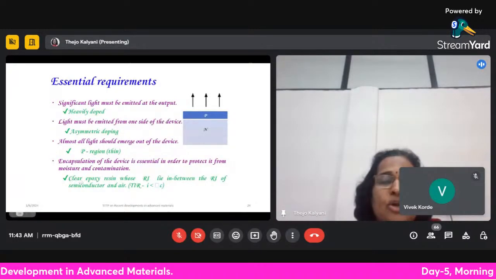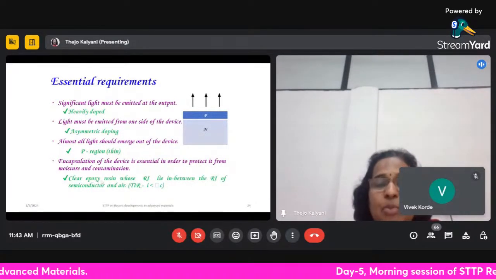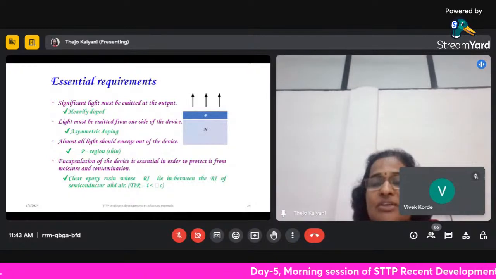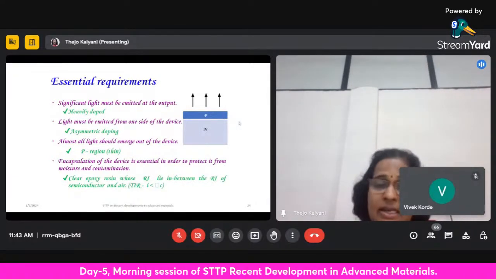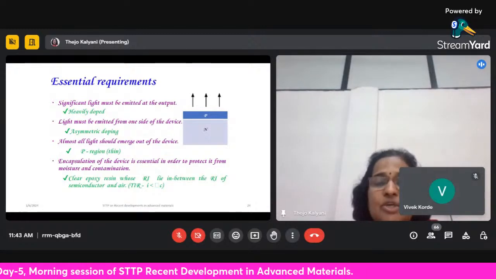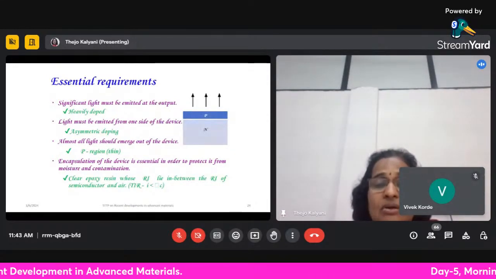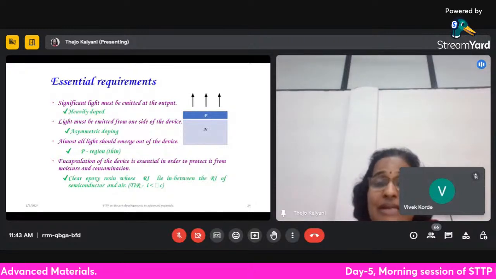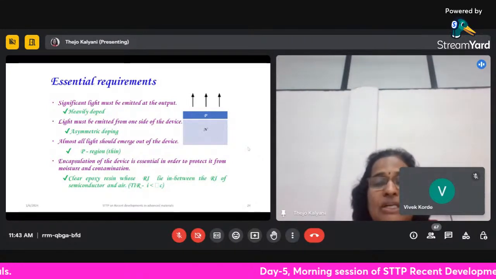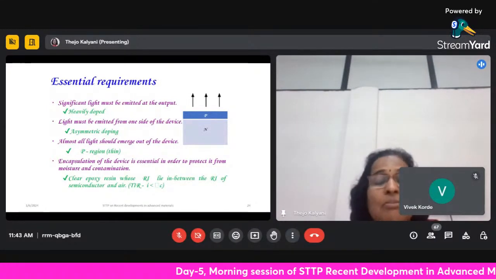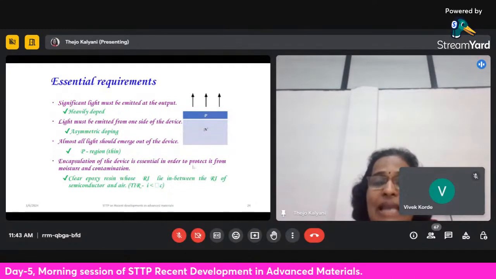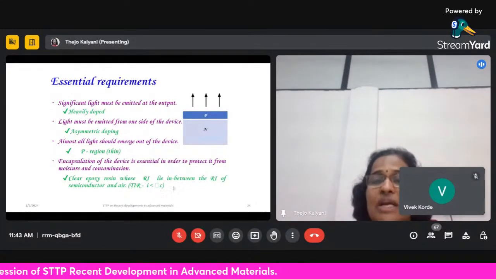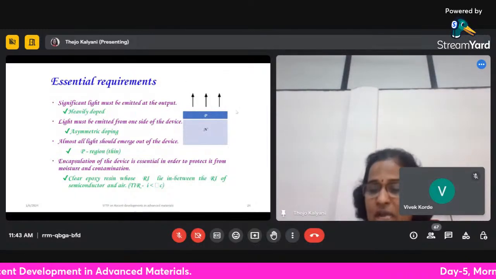In order to encapsulate, we generally use a clear epoxy resin, and the refractive index of that material lies in between the refractive index of the semiconductor and the air. And there is one more condition to be satisfied: the angle of incidence must be greater than the critical angle. Then only will the total internal reflection take place. But we are not interested in total internal reflection, and hence we make the angle of incidence less than the critical angle, so that we will have the light transmitted outside.